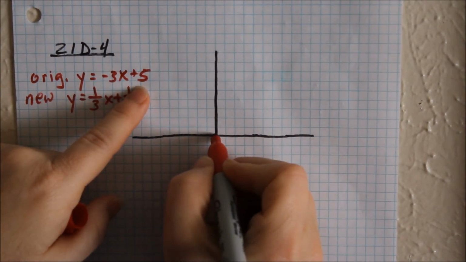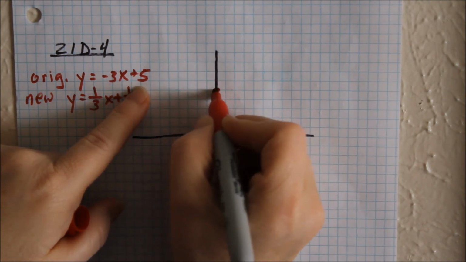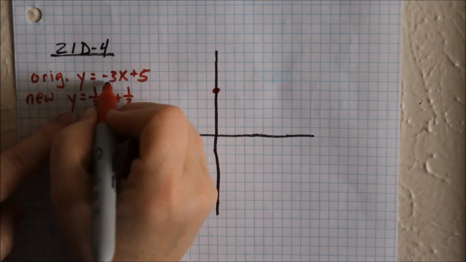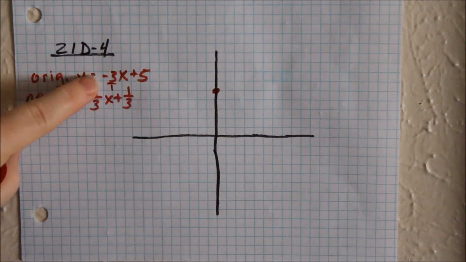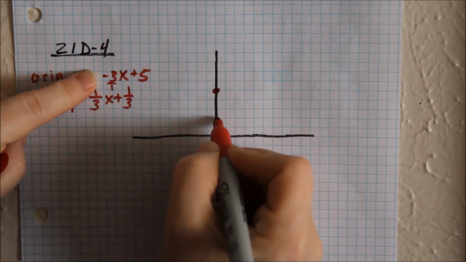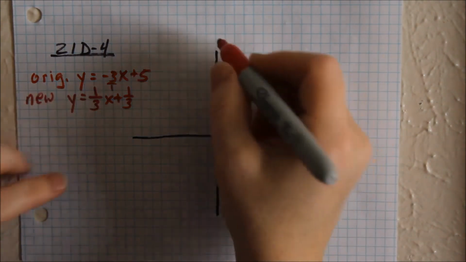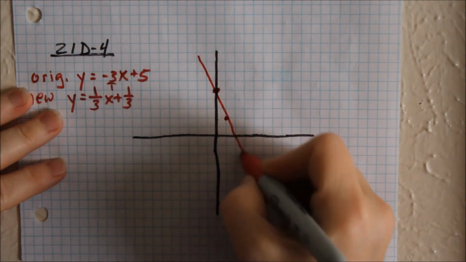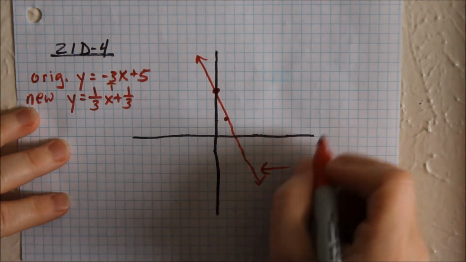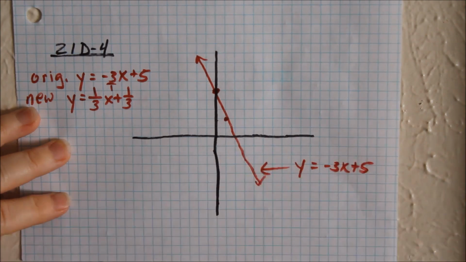So from the origin, count up 5. 1, 2, 3, 4, 5. That's one of my points. To get my second point, I count the slope. I have a slope of negative 3, and I can put it over 1. So from my y-intercept, I need to go down 3. 1, 2, 3. Over to the right, positive 1. Okay, so that is my original line. So I'm going to label that y equals negative 3x plus 5.